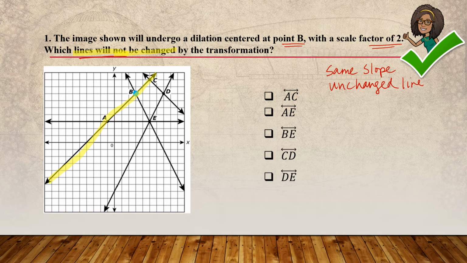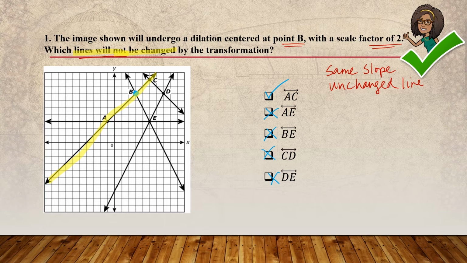If we're looking at AE, AE makes no sense because AE does not have the same slope as the points that are on AC. BE intersects at point B, but doesn't have the same slope. CD is way over there somewhere, that doesn't make sense. And then DE, clearly we can see doesn't have the same slope as AC. So AC would have to be my answer.